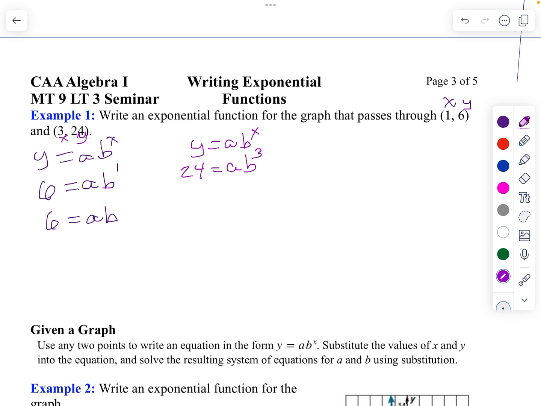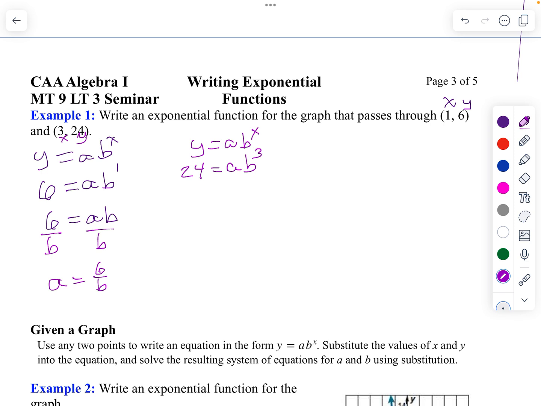Since I have no exponents in my first equation, let's solve one of these equations for one of these letters. I don't care which one. I'm going to go alphabetical order. I'm going to solve for a. So I'm going to divide both sides by b. So in other words, a equals 6 over b.